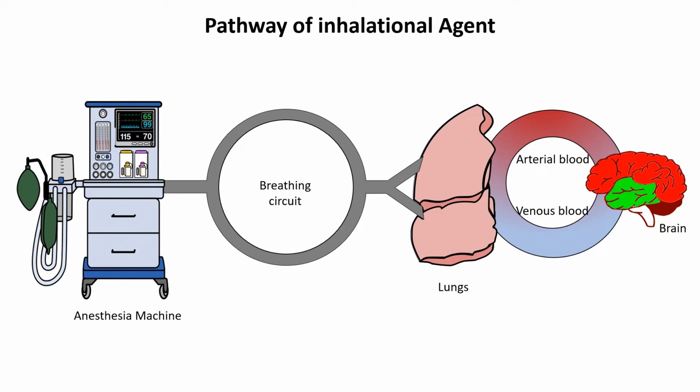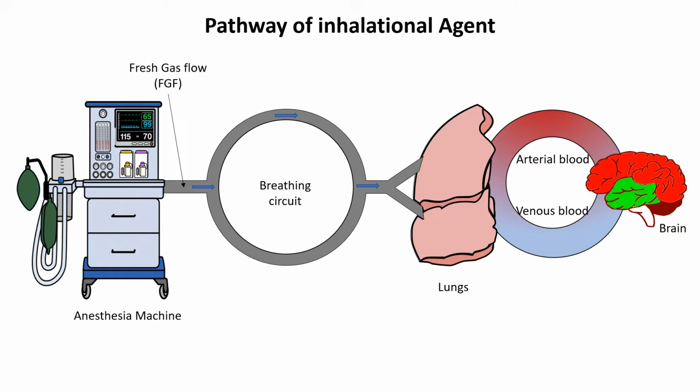The movement of an inhalational anesthetic from the anesthesia vaporizer to the brain begins with the delivery of an inhalational agent, which is mixed with oxygen, nitrous oxide or air in a controlled concentration. This mixture, called fresh gas, flows through the breathing circuit and reaches the patient's lungs during inhalation.